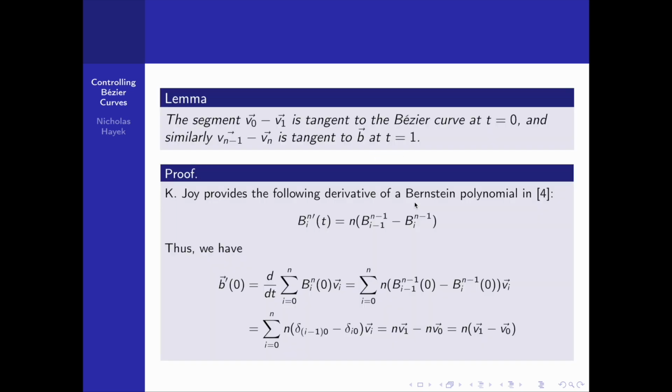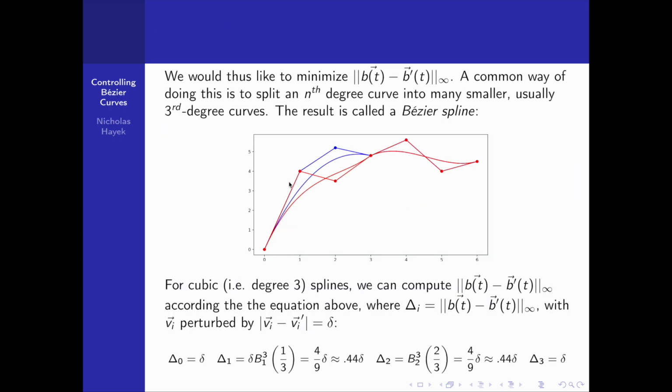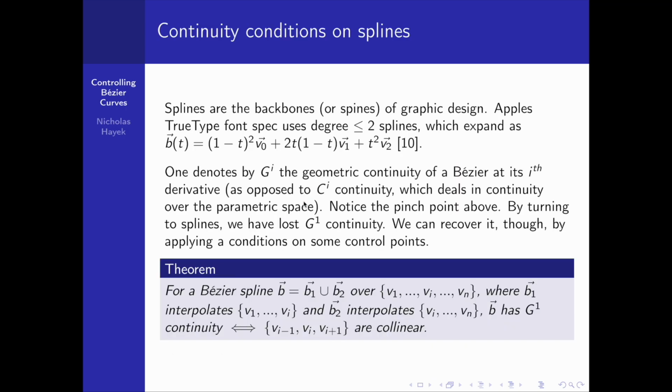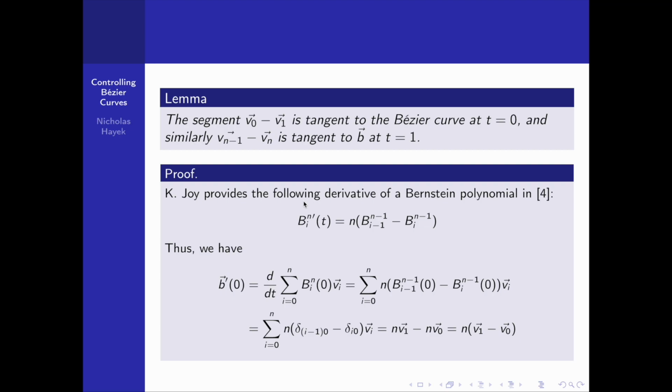And to prove it, we first consider this easier result, which is that the segments at the ends of your Bezier are going to be tangent to the Bezier itself, as in the segments of the control polygon. And we can see that here, that this segment is lining up nicely with this red line, and that this segment is lining up nicely, and it looks tangent, but you can prove that.